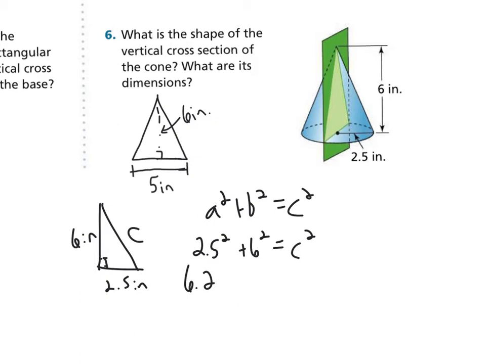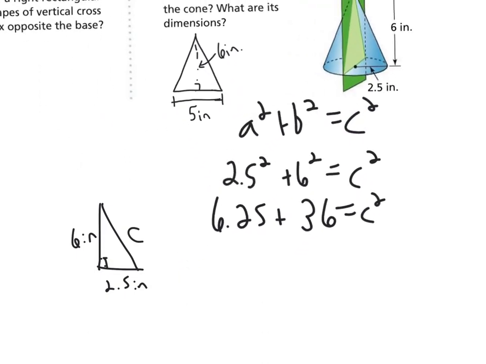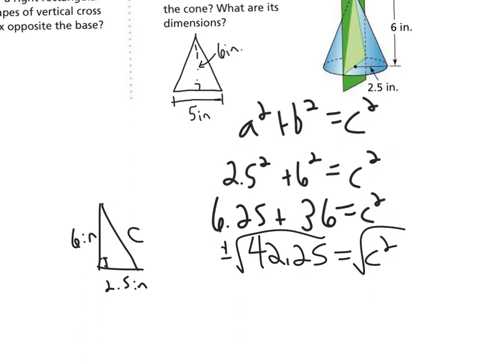2.5 squared is 6.25. 6 squared is 36. This is probably going beyond what they're actually asking us to do here, but just to mention this. And then it's c squared, so we would need to take the square root. Technically we do plus or minus there, even though we know it can't be a negative distance. Anyway, this comes out to be 6.5.